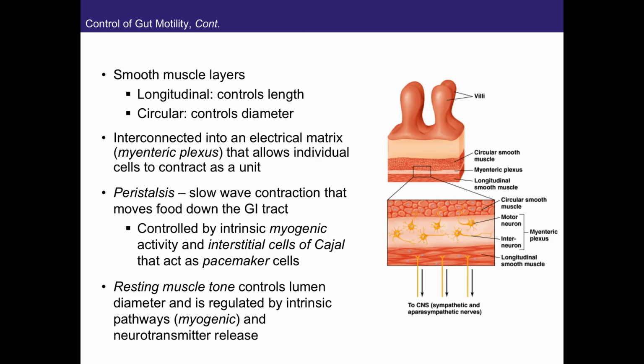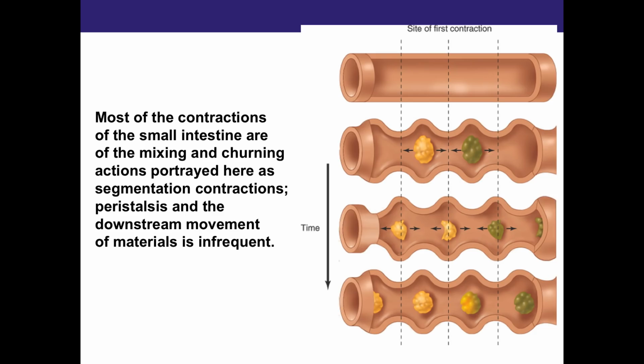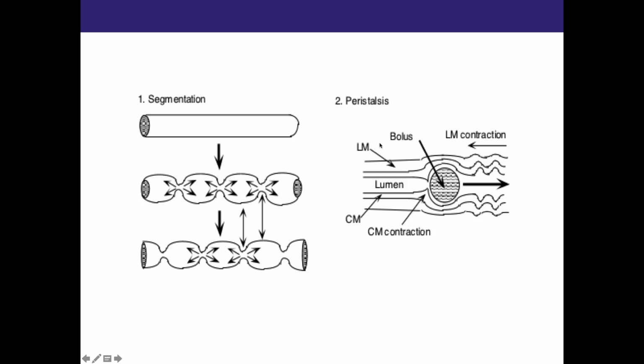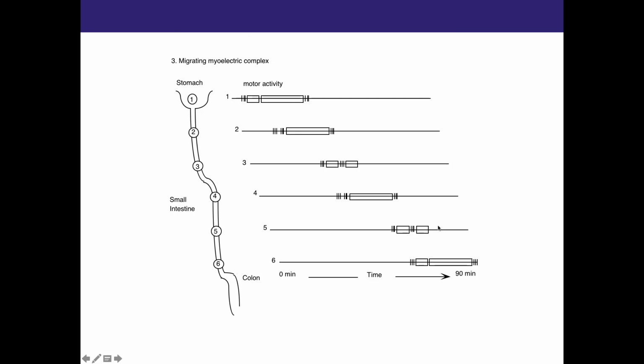Segmentation. This is all about mixing. Peristalsis is about moving food down the line. Sweatpants analogy. And then the migrating myoelectric complex is just about sweeping through the small intestines, getting rid of that last bit of food, delivering it into the colon a couple hours after you eat a meal. It takes about 90 minutes.